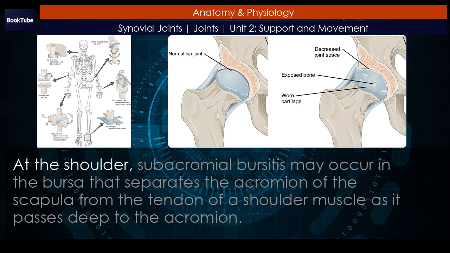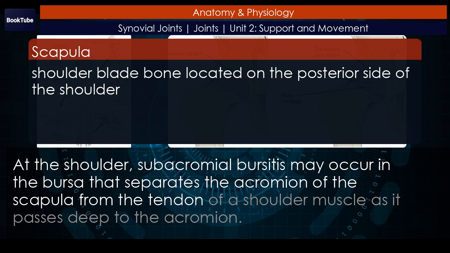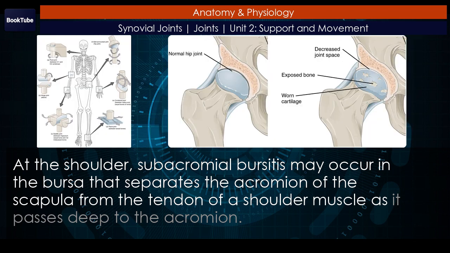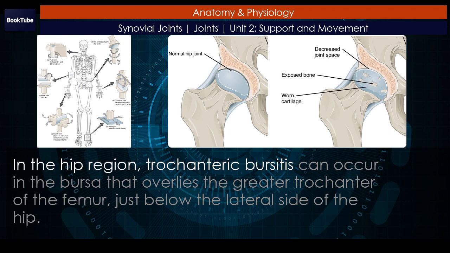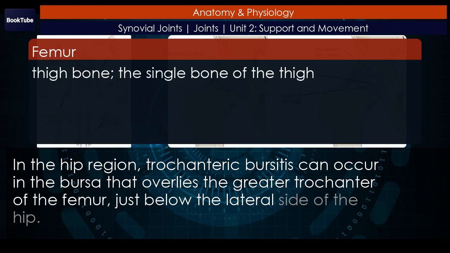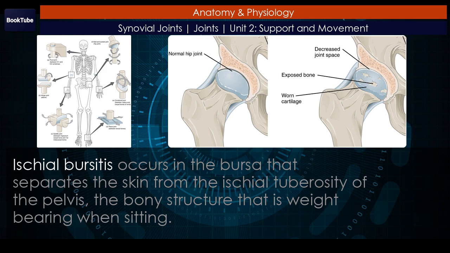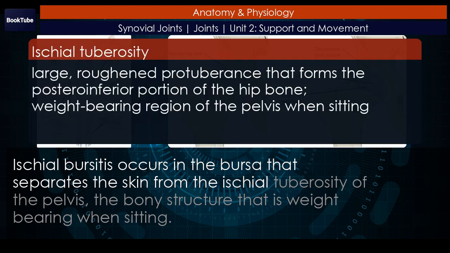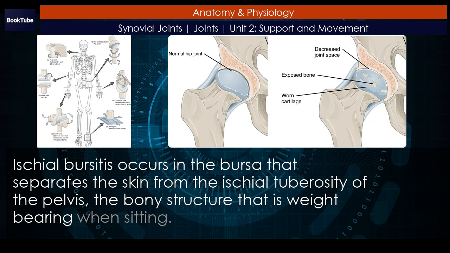At the shoulder, subacromial bursitis may occur in the bursa that separates the acromion of the scapula from the tendon of a shoulder muscle as it passes deep to the acromion. In the hip region, trochanteric bursitis can occur in the bursa that overlays the greater trochanter of the femur, just below the lateral side of the hip. Ischial bursitis occurs in the bursa that separates the skin from the ischial tuberosity of the pelvis, the bony structure that is weight-bearing when sitting.